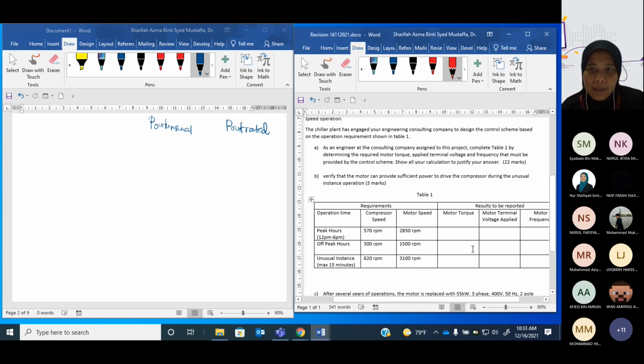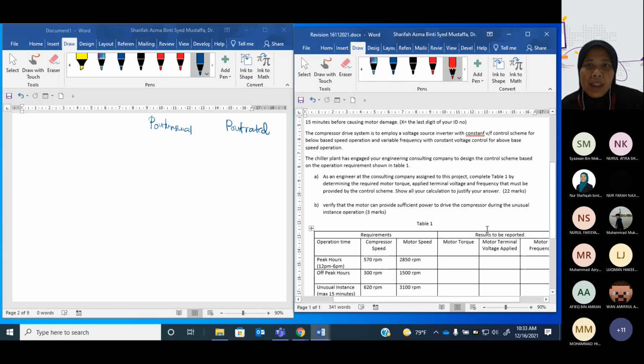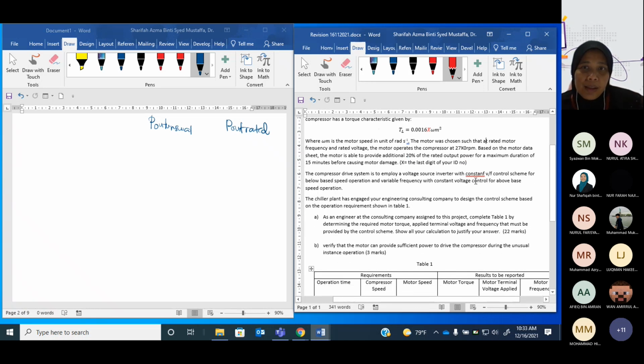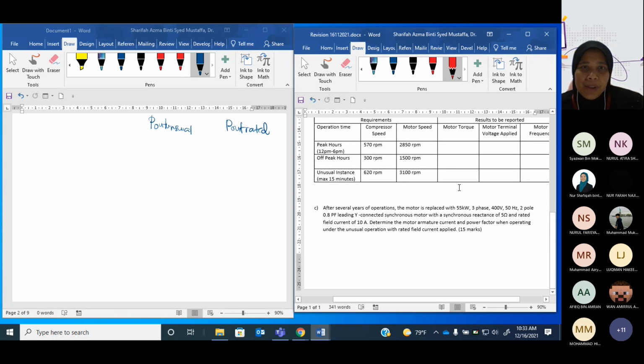Okay, now what about part C? That's why this question, the combination of induction motor and synchronous motor. For part A and B, that is your application for the induction motor. For part C ni, if you read the question, dia kata, before I'm going to part C, do you have any more question on part A? Ada apa-apa yang tak faham tak kat sini? Any question? Tak ada soalan? Pandai dah ya, bagus.